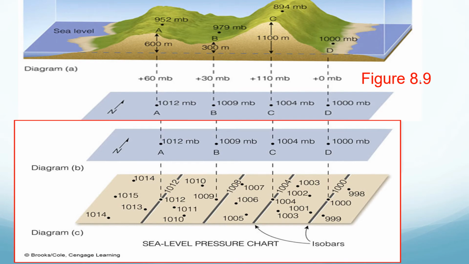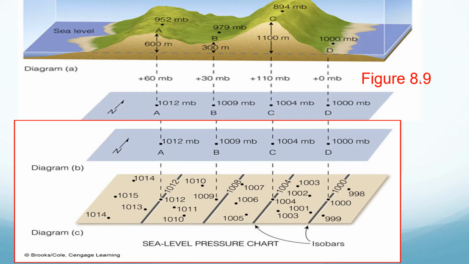Now we are going to learn about surface and upper level charts. So this is the diagram. The top diagram A shows four cities A, B, C, and D at different elevations above sea level, all with different station pressures. So the pressures are different.